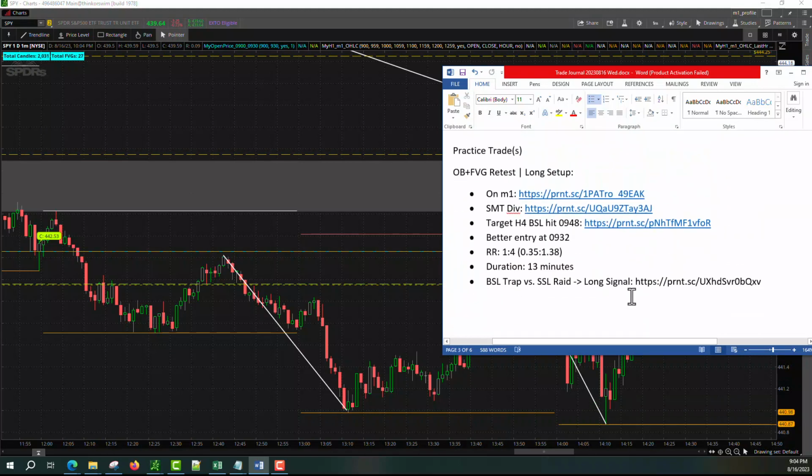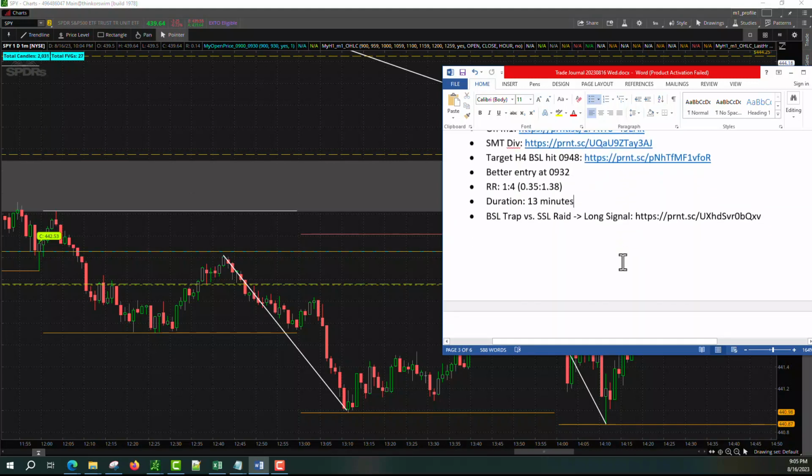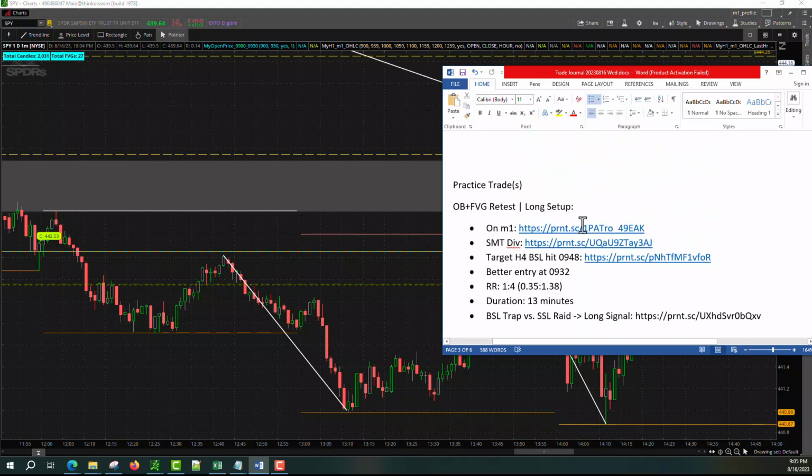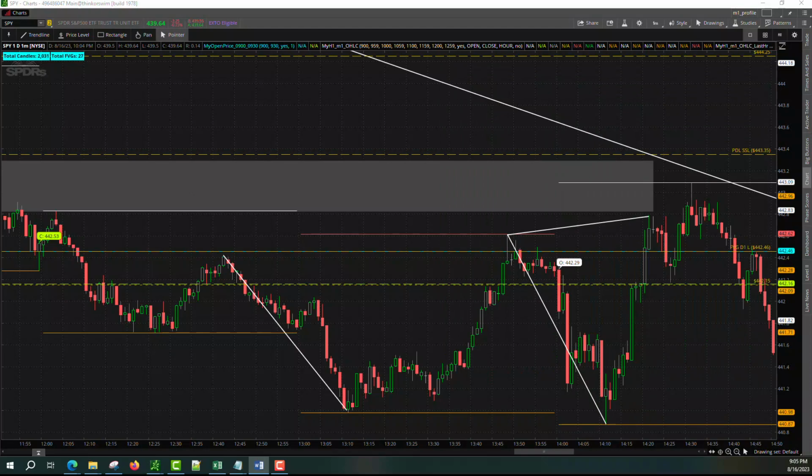The very first trade is a long setup. It's beautiful and it has a lot of confluence. You have smart money divergence, and then you have the buy side and sell side liquidity that will be hit. You have a good risk reward ratio. Okay, let's take a look at what it looks like.